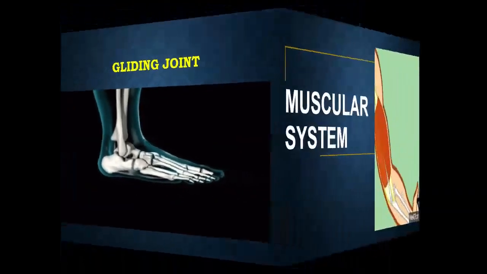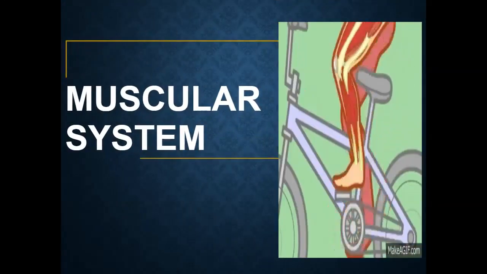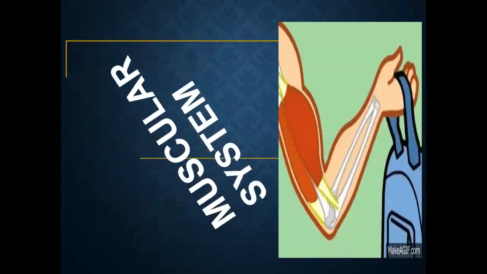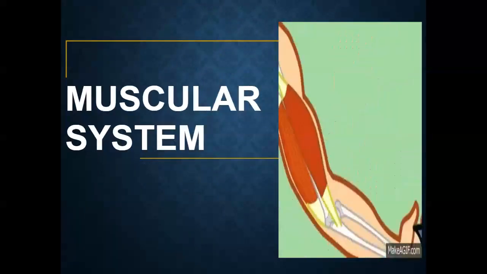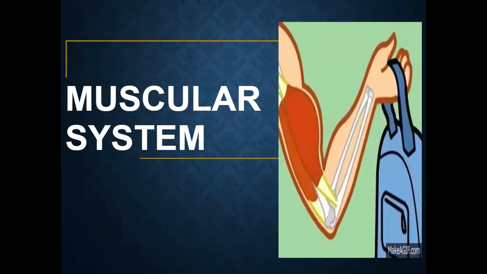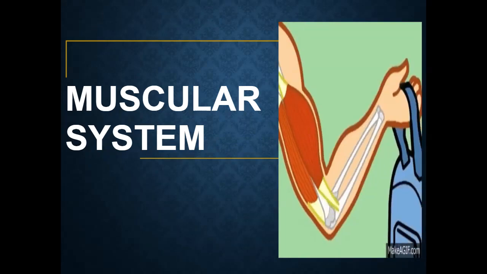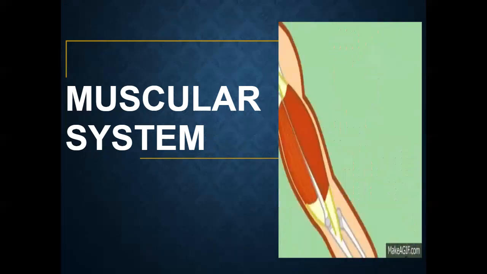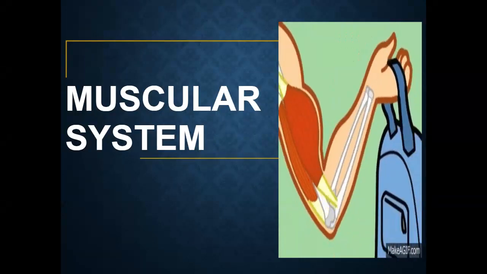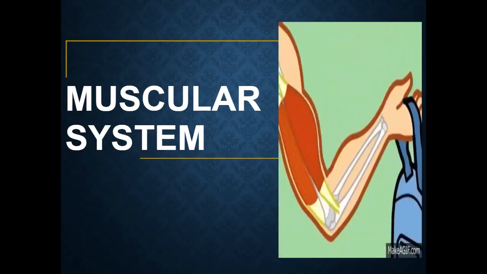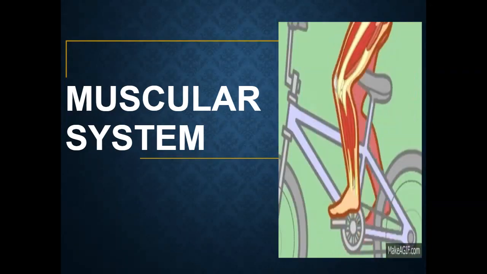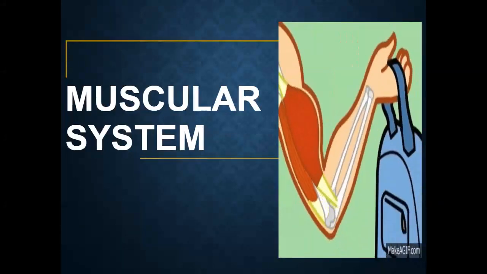Okay, children, now moving to the muscular system. As we all know, without muscles, we cannot move our bones. So the bones cannot move without muscles, and the muscles are made up of tough, elastic tissues. So you have to remember this, that the muscles are made up of tough, elastic tissues.